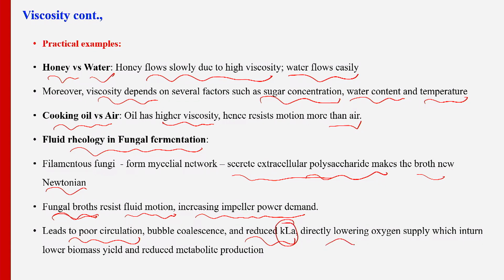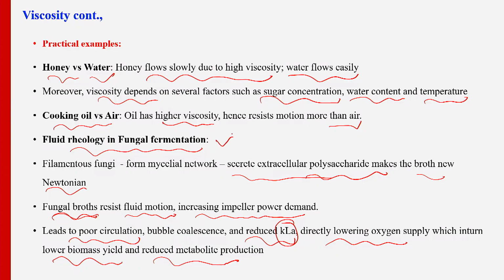This directly lowers the oxygen supply to the biomass, so the yield will be very low, and finally it reduces our metabolic production. So this is the main role viscosity plays in fungal fermentation.